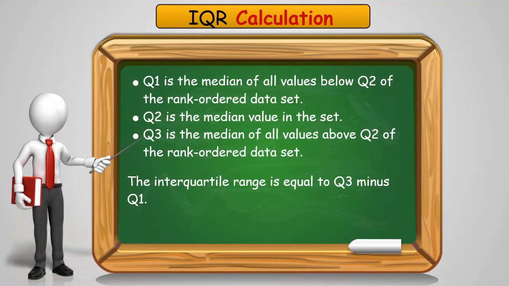The computation actually begins with computing Q2, which is the median value of the entire data set. Then I can compute Q1, the median value of all values below Q2 in that data set. And Q3 is the median value of all data above Q2 in that data set. And then finally, the interquartile range will be computed as Q3 minus Q1. Let's take a look at how KNIME does this.